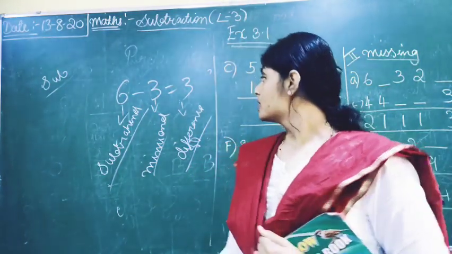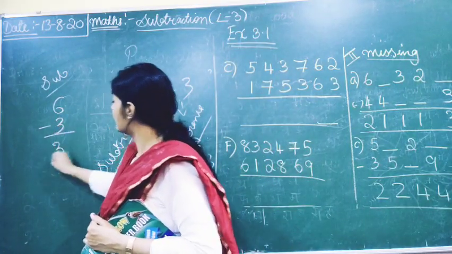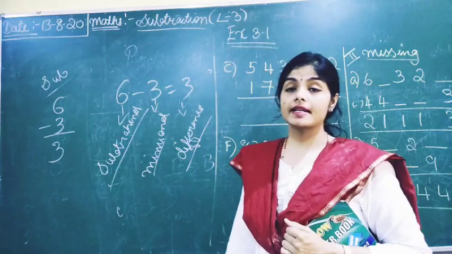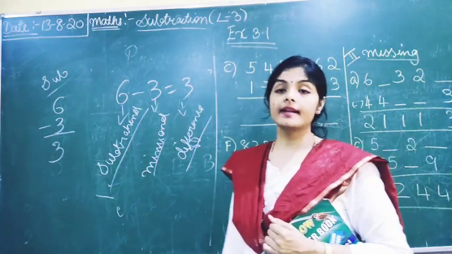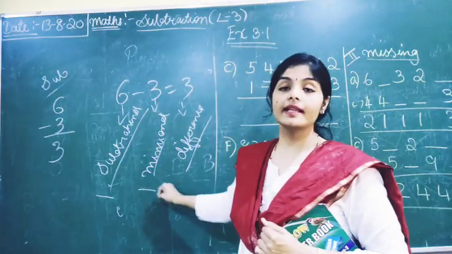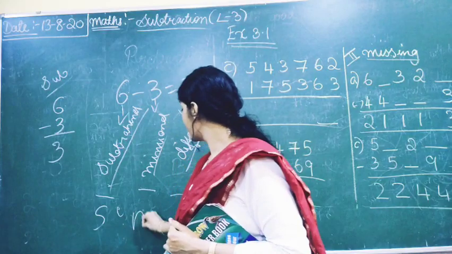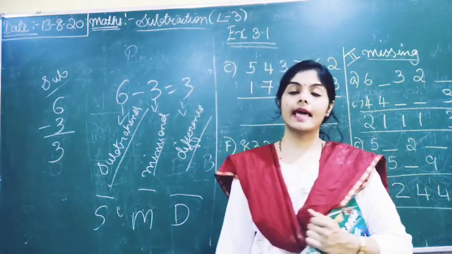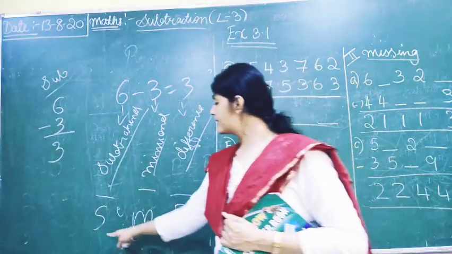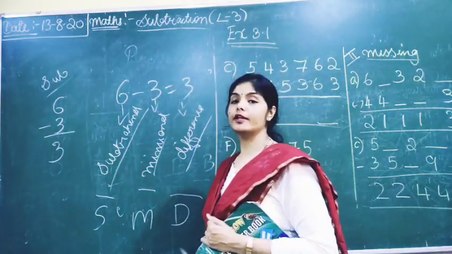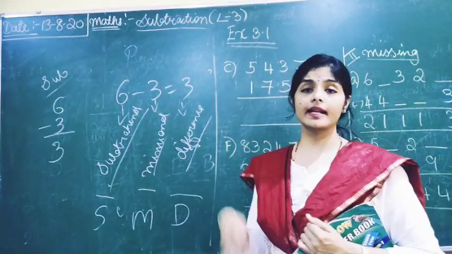Okay? See? You will do 6 minus 3. You get 3. Okay? 6 minus 3 you get 3. So the first one is called your subtrahend. Then it's called your minuend, then it's called your difference. If you forget, just think of SMD. Got it? SMD. Subtrahend, minuend, difference. Okay children?